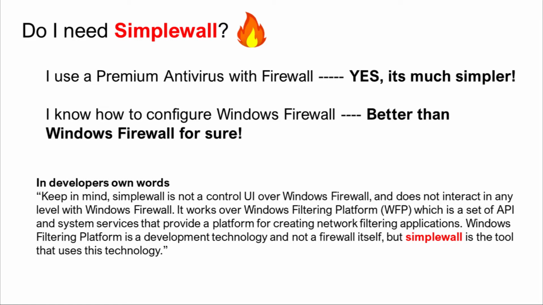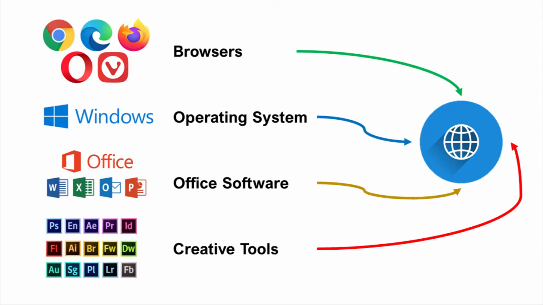Now there are many different types of software which will connect from your computer to the internet, like browsers, the operating system itself, office software, creative tools, and any other software you use. Ten years back, software was not built to send and receive data over the internet. But today, it downloads updates from the internet. It sends your usage data to the developers so that they can improve the software. They send bug reports, they send crash reports. All this happens over the internet and they connect in the background.